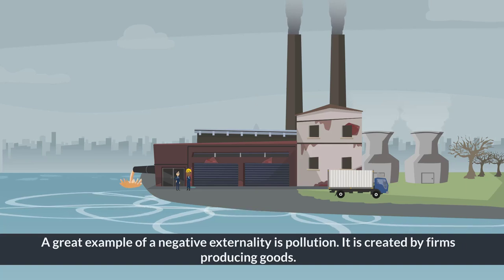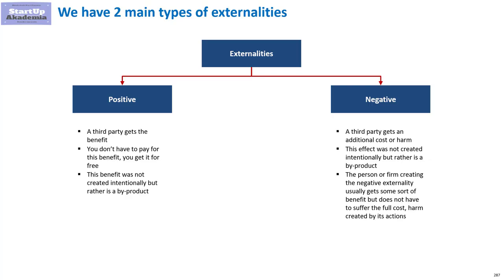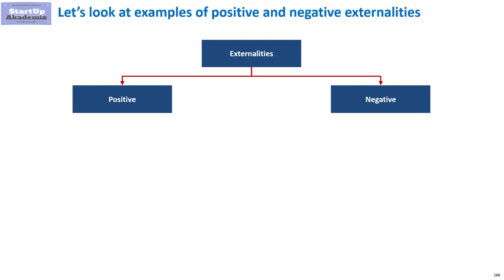A great example of a negative externality is pollution. It is created by firms producing goods. They did not want to create pollution. It is merely an unintended bad consequence of their actions. Let's look at more examples of positive and negative externalities.